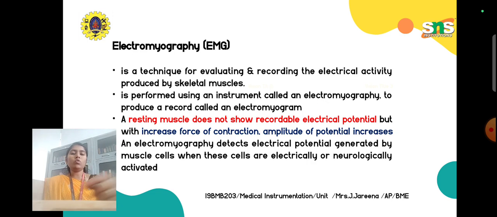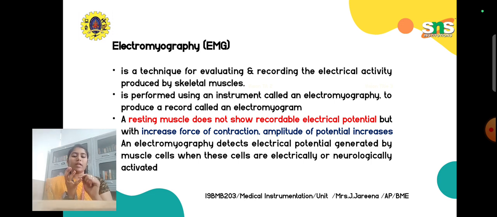So I think you might know what is meant by electromyography. The name stands for: myo means muscle, electro means electrical. So this is the particular technique where we record and evaluate the electrical activity of the muscles. As with ECG and EEG, where we measure the electrical activity of the brain and heart, here we are going to record the electrical activity of our muscle. That is the main purpose of electromyography.